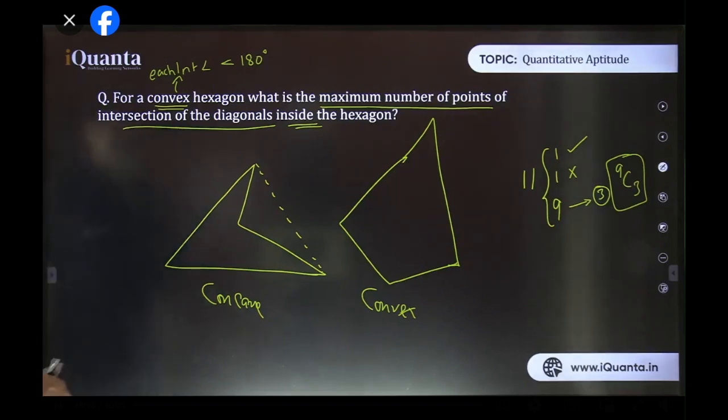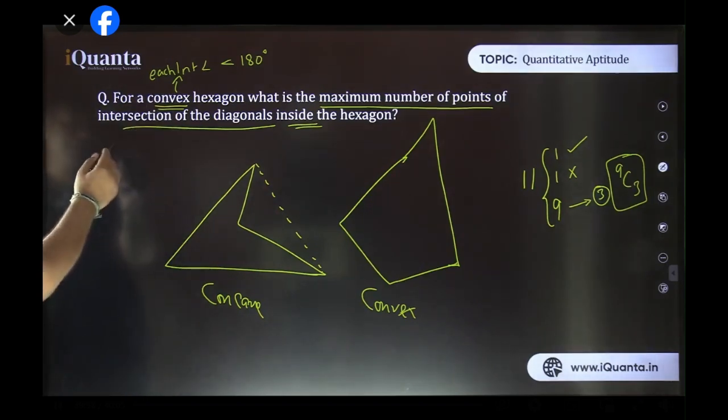Okay, now listen carefully. It's a convex hexagon. So convex hexagon, let me draw any shape for hexagon.